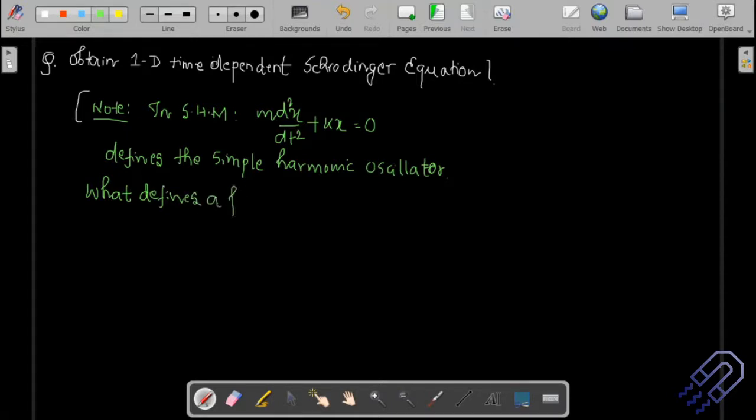What defines a particle in quantum mechanics? Okay. So we are going to find out what defines a particle in quantum mechanics, and that is actually nothing but the Schrodinger equation. So what defines a particle in quantum mechanics? It is defined by the Schrodinger equation.